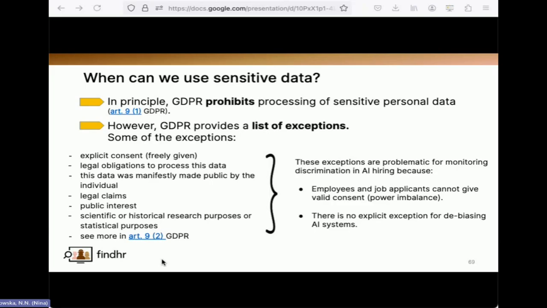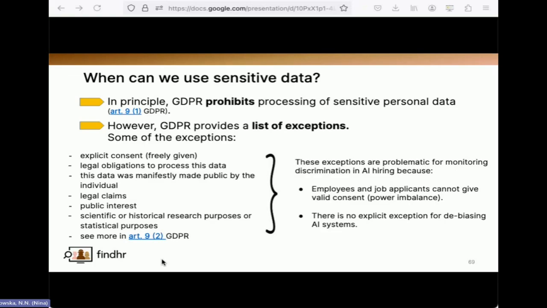Also, when you look at this list of exceptions, the second problem is that there is no explicit exception for debiasing the system or fighting against discrimination in AI systems. And there is no specific exception because, as I said, GDPR is the regulation that came into force in 2018, and it was enacted two years earlier, in 2016. And by that time, AI wasn't as hot a topic as it is right now.